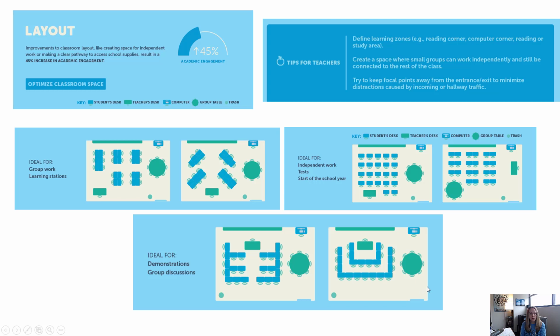Again, like I mentioned a while ago, you've got to think about layout. So pictured here are some options for you. You've got independent work layouts. If you're going to have group discussions or demonstrations, maybe you do more of a U-shape. If you're going to do group work or learning stations, start thinking about how you're going to group those desks together. Just as important with layout, once you get to know your kids in your class, seating charts are going to be very important to you.